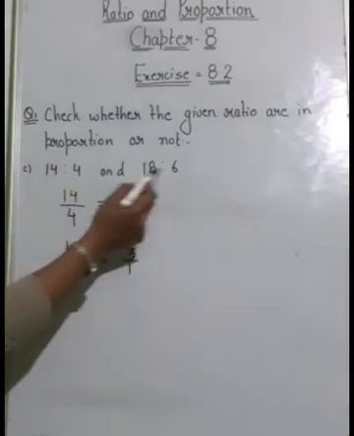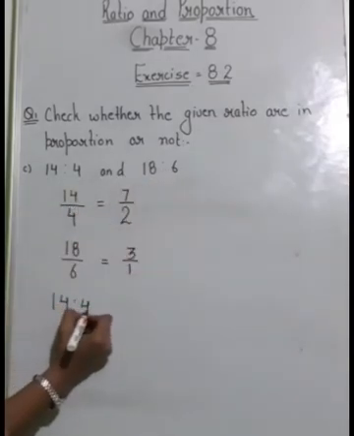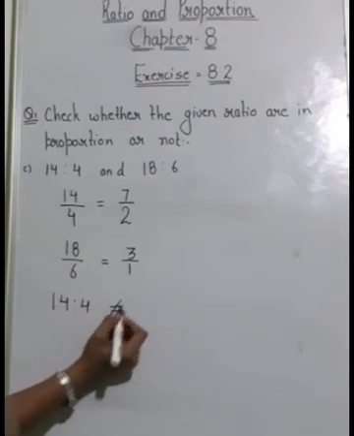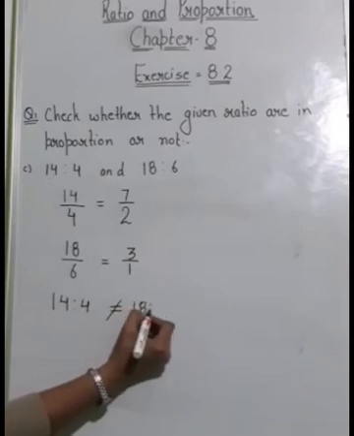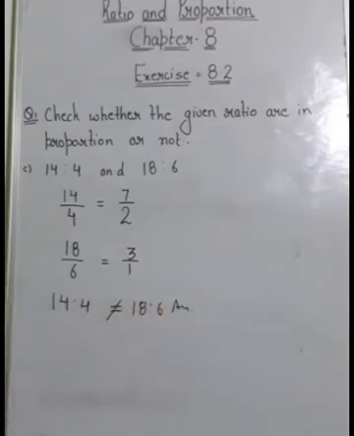It means these ratios are not in proportion. So you simply write that 14 ratio 4 is not equal to 18 ratio 6, and this will be your answer, or you can say they are not in proportion.